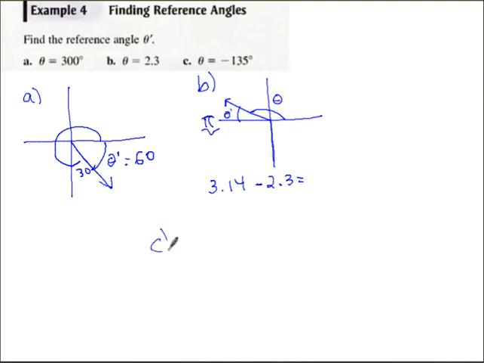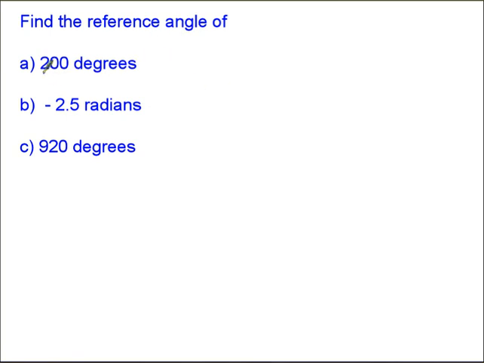And then letter C, you have theta is negative 135. Negative, we're going in this direction, clockwise. Negative 90 gets me to here. To get to negative 135, that's 45 degrees past, which means I have 45 degrees here. So my reference angle is 45 degrees. Alright, theta prime. And an example of doing exactly the same thing. Notice that A and C are degrees, and then B asks you to do radians.